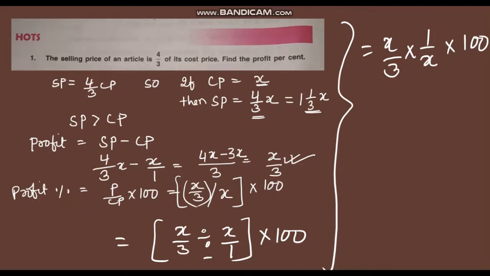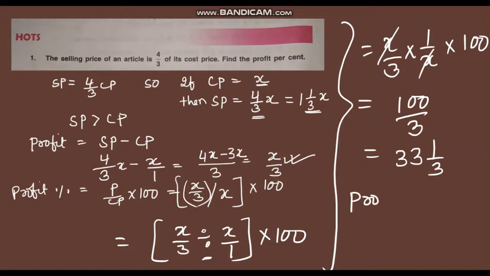Because see, when you divide one fraction with another fraction, the second fraction will reciprocate and the division will change into multiplication. So here x and x gets cancelled and you will be left with 100 by 3, which will be equal to 33 1 by 3. So profit will be equal to 33 1 by 3%.